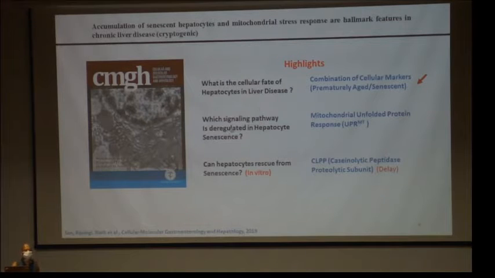Then we asked the question, which of the signaling pathways is actually totally deranged in these non-regenerating hepatocytes? And the answer came from a worm example, where it has been shown that Caenorhabditis lives long, and that it lives long because it has a mitochondrial stress response. So we took a clue from there, and we figured out that there is something called the unfolded protein response. This is very well known in fatty liver with respect to endoplasmic reticulum.